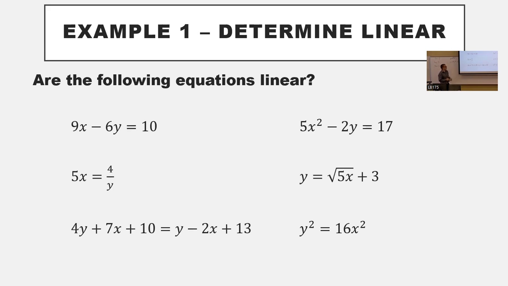So that one, the 4y plus 7x plus 10 is equal to y minus 2x plus 13. That is linear. y squared is equal to 16 times x squared. That is not linear.